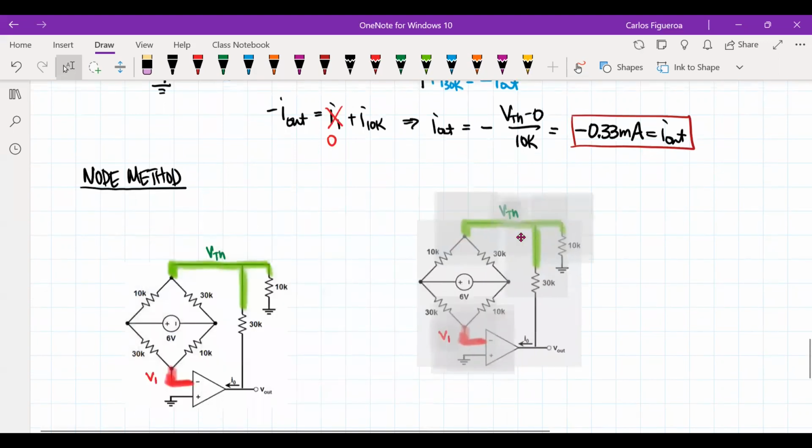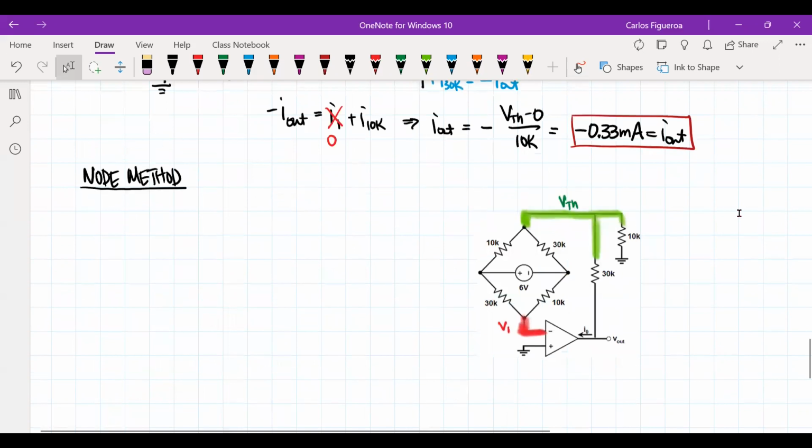Okay, so there's my original circuit right there. But this time what I'm going to do is add some of the node colors that we already know. We know that this guy is ground. We called this node the output node. And I don't have a VTH anymore.